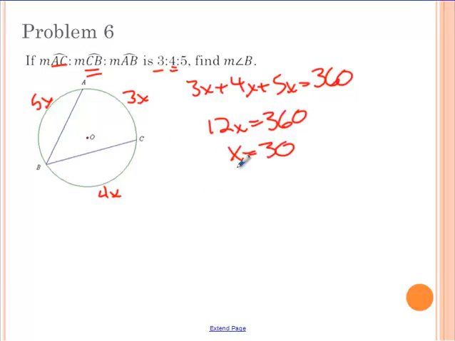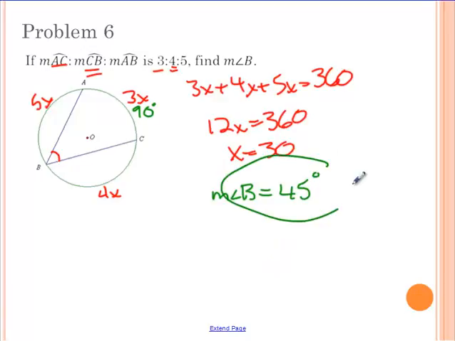So now that I have x is 30, I need to find angle B. Well, I could find arc AC and get that this arc is 90 degrees. And the angle B is on the circle, so I take 90 and I divide by 2. I get that angle B is 45 degrees.